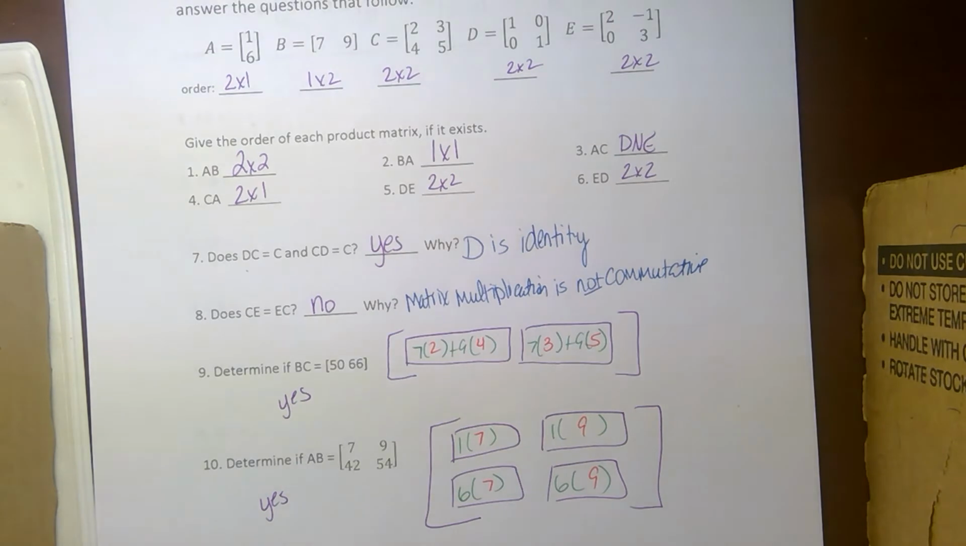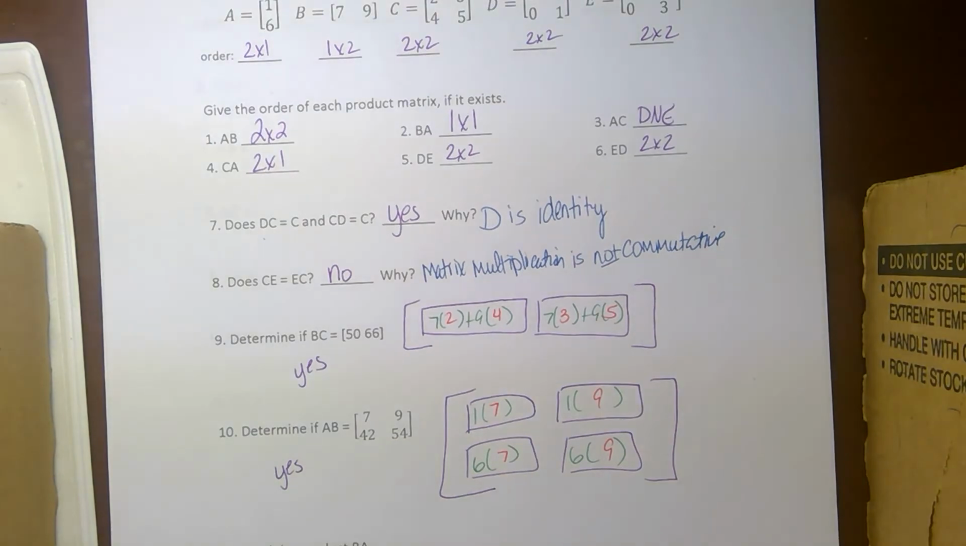Then I'm asked to find the product B times A. Well, let's see if that works, and if it works, what size it's going to be by rewriting them in the correct order.